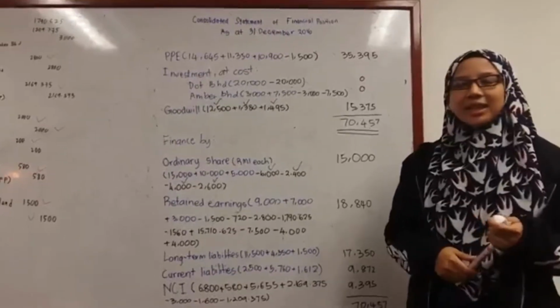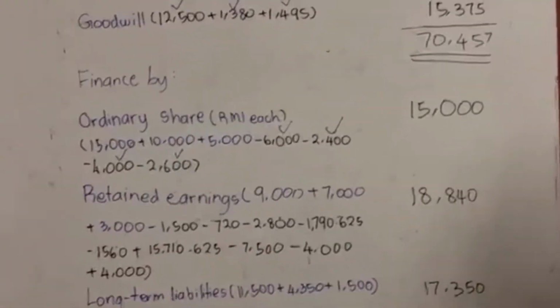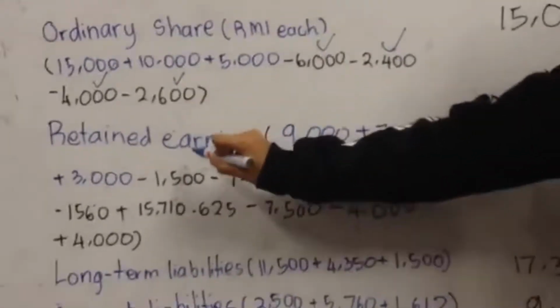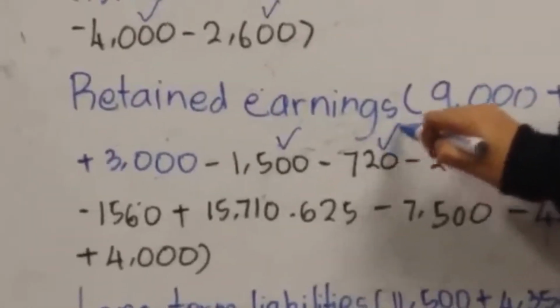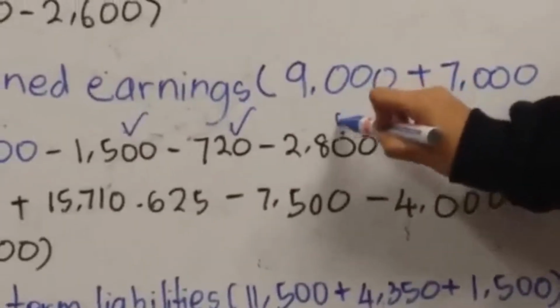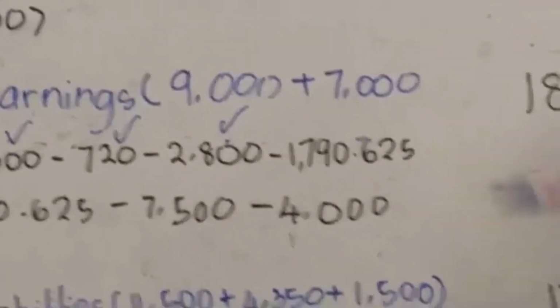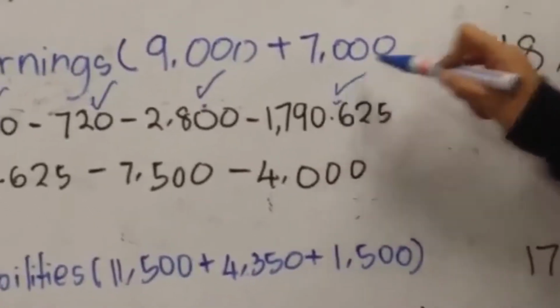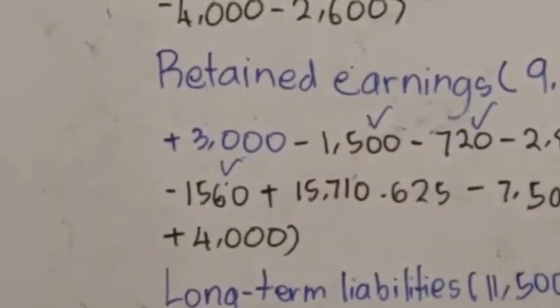After that, for the retained earning, as I mentioned earlier, we need to take the beginning balance of retained earning and then we minus with 1,500. We minus 720. We minus 2,800. We minus 1,790.625. And then we minus 1,560.